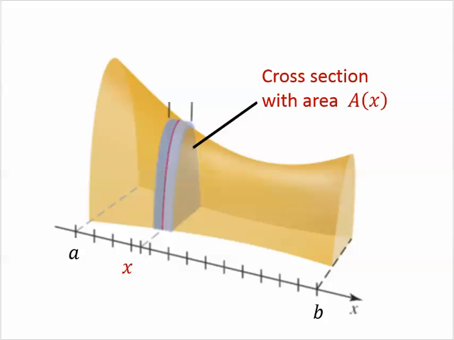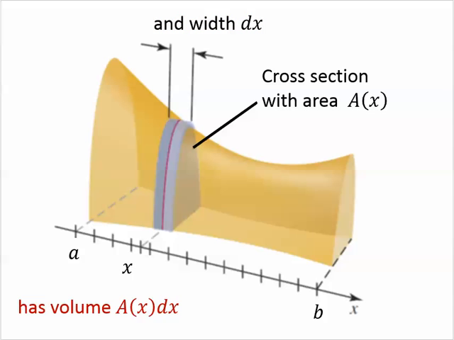So each cross section has area A of x, and it's going to have width dx. Think of dx as a very thin or very small number. These are very thin slices of bread. Think of it more as maybe sheets of paper. So what is the width of a sheet of paper if you were to turn it? It's very, very thin, isn't it?